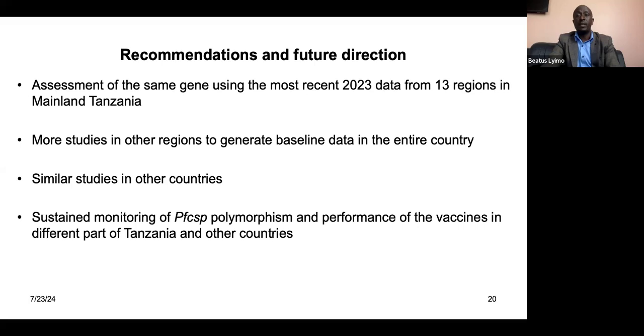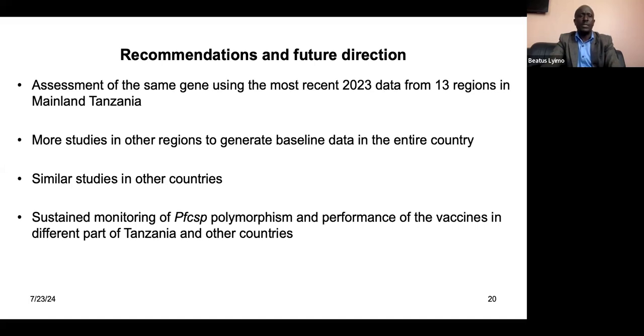As I mentioned, we have the data for 13 regions, but we also wish to expand to other regions in Tanzania, so that we can have clear baseline data on the diversity of the gene in Tanzania. We also recommend that other countries which are deploying, or have not yet started to use the vaccine, conduct a similar study so that they have background information. This background information will help in monitoring the vaccine post introduction, to see if there is any variation and, if so, what should be done.